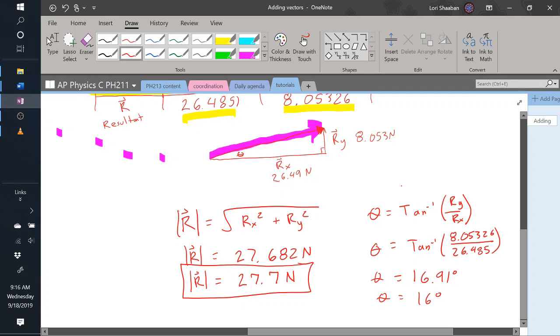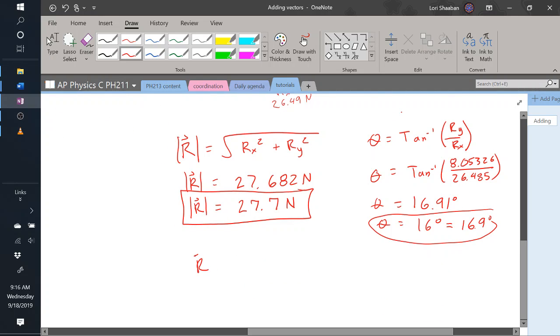You can go down to two significant figures. If you'd rather go 16.9 degrees, that's okay as well. So now you have your resultant vector. Your resultant vector is 27.7 newtons at 16.9 degrees. So you know, oh man, that's bad. Just a second. That would not round to 16 because we have a 0.9. That would round to 17. Take note of that. Don't truncate. Make sure you round.